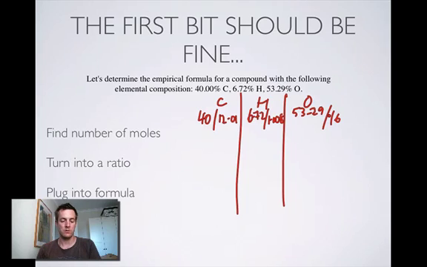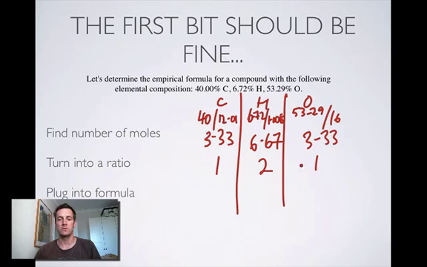So let's put the numbers in. 40 divided by 12.01 is 3.33, 6.72 divided by 1.008 is 6.67, and 53.29 divided by 16 is 3.33. Hopefully without using a calculator you can just see that that's 1 to 2 to 1, but you can always use your calculator to find that. Plug those into the formula and we end up with CH2O. So that's something we should already be able to do.